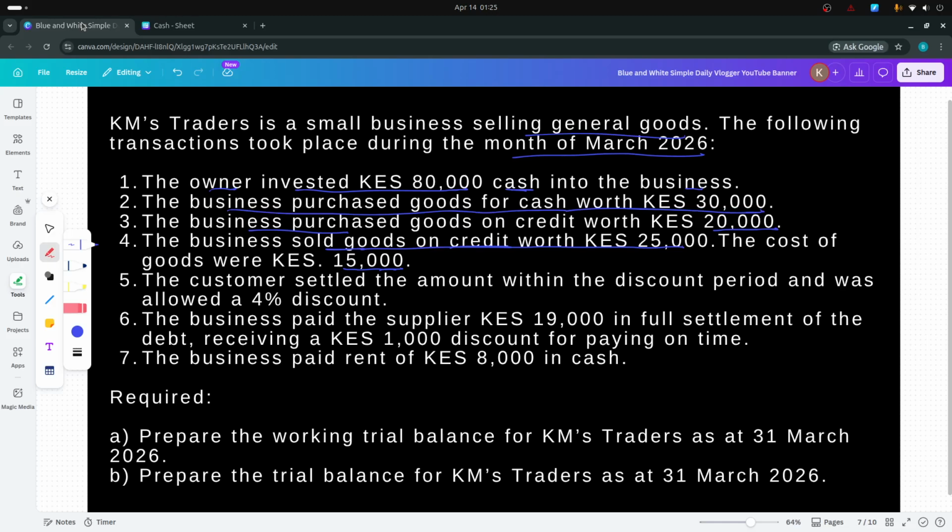Okay, so let us look at the fifth transaction, where this customer now settles the amount within the discounted period, and it was allowed a 4% discount.